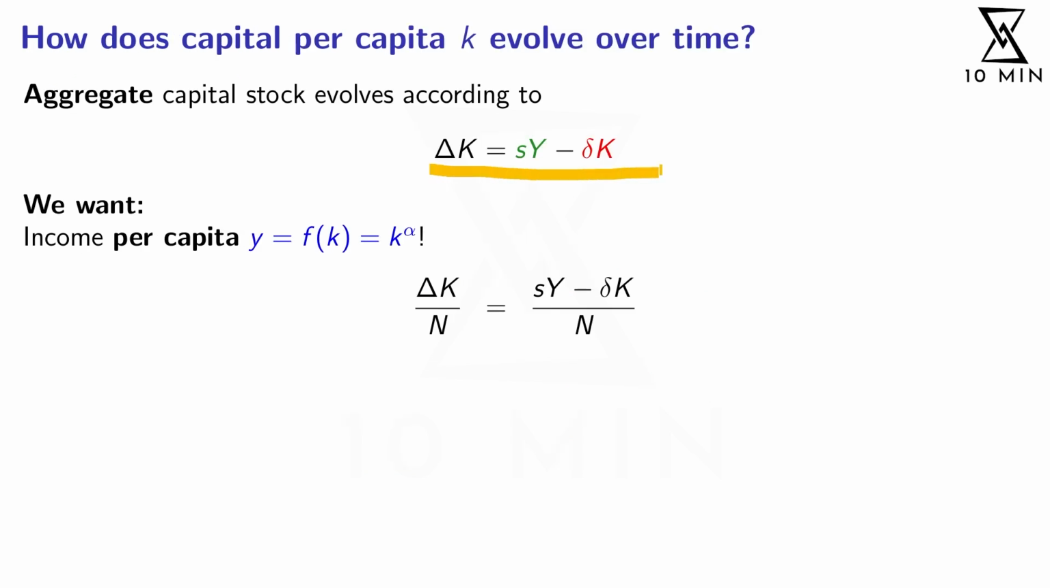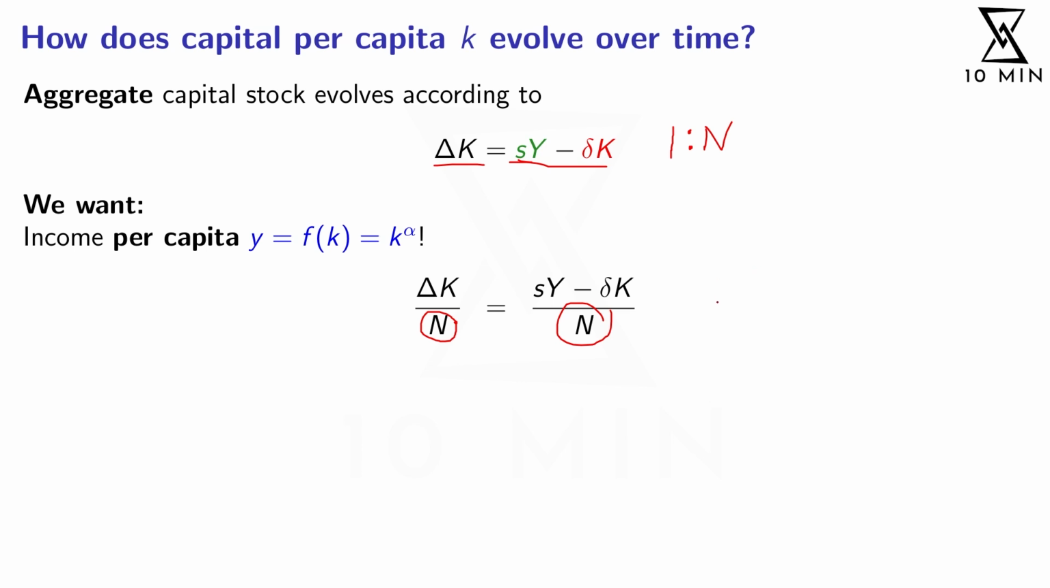While it's nice to know what happens to our aggregate capital stock K here, what we really care about is the evolution of the capital per person, because if we know what happens to lowercase k, then we know what happens to our income per person, and that's what we care about. If we want to know what happens to the capital per person, well, we divide by the number of people n here. So then here on the left hand side, we now have divided by n, and on the right hand side, we also now have divided by n.